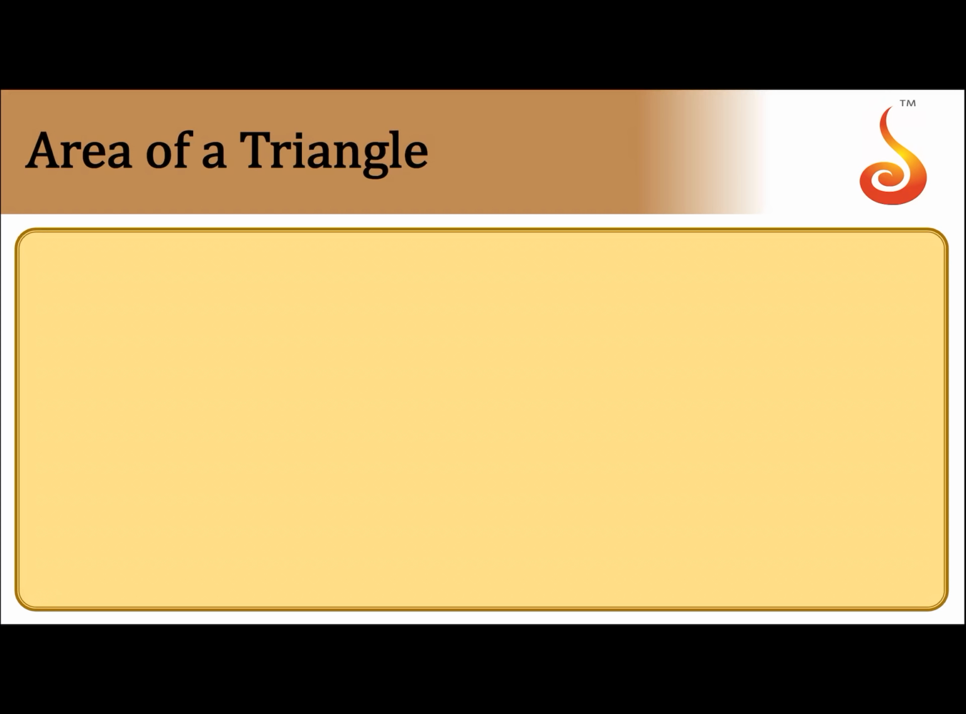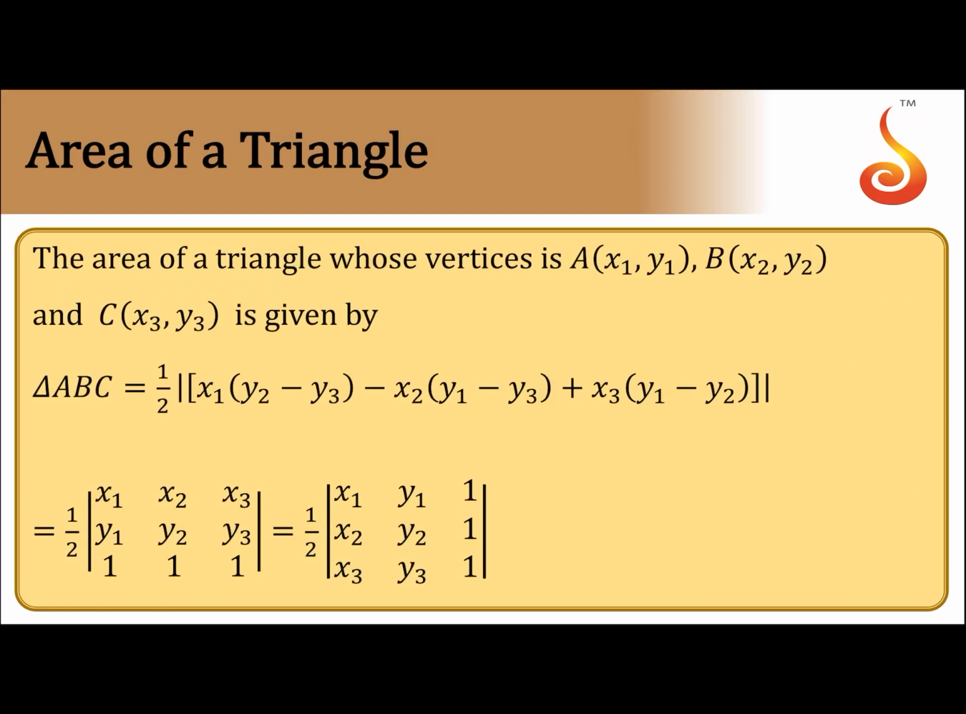So first we see the area of the triangle. When the vertices of a triangle are given to you, x1, y1, x2, y2, x3, y3, we know the area of the triangle is given by half into modulus of sigma x1 multiplied by y2 minus y3. This is actually the area of the triangle.